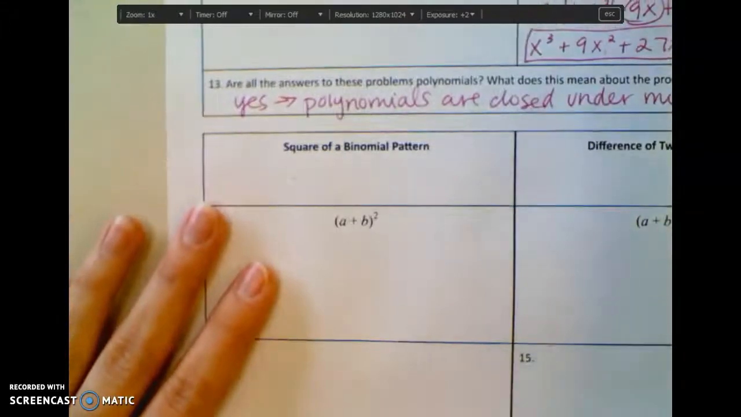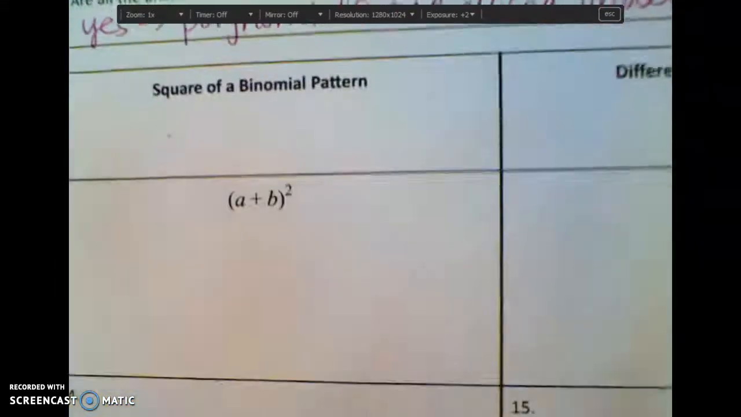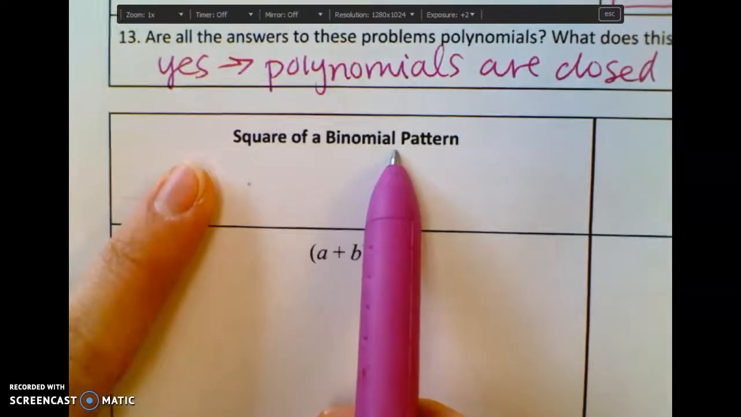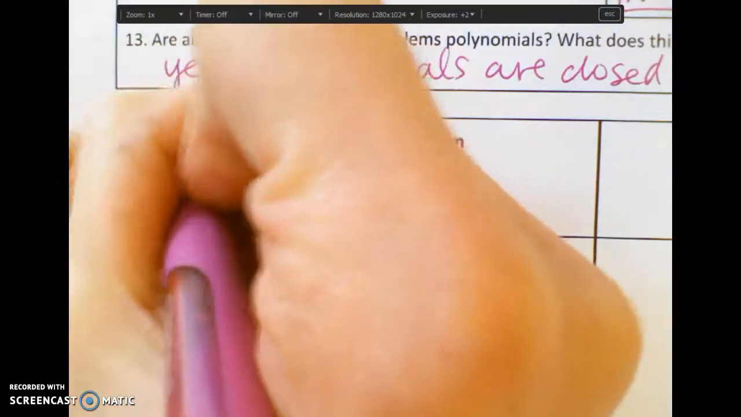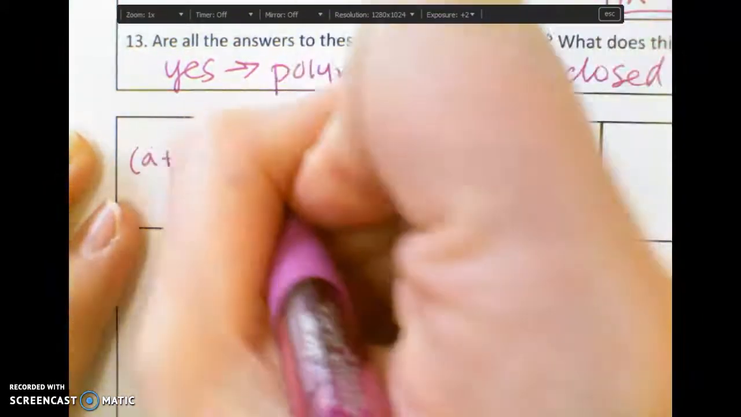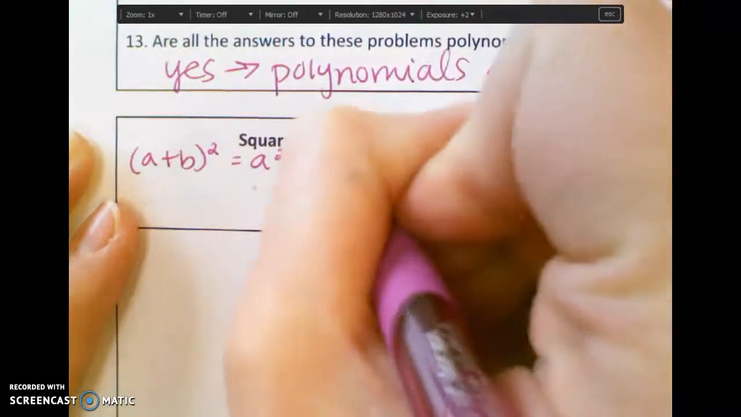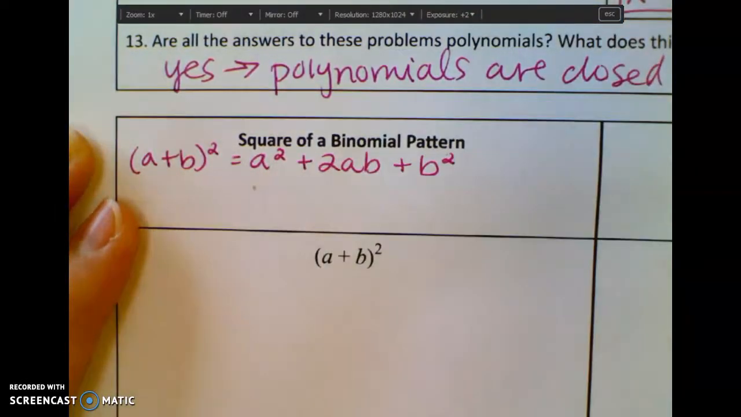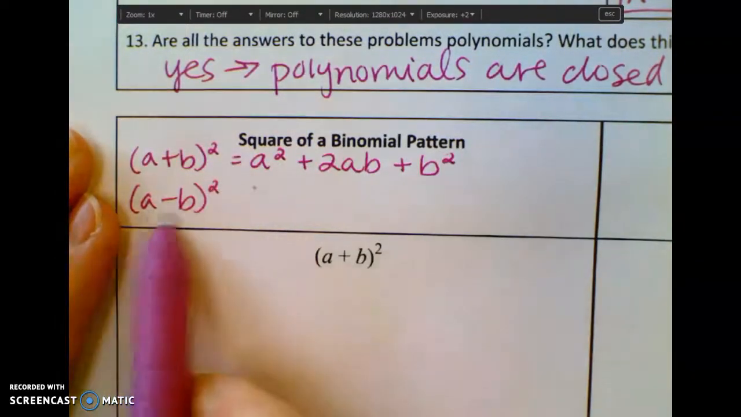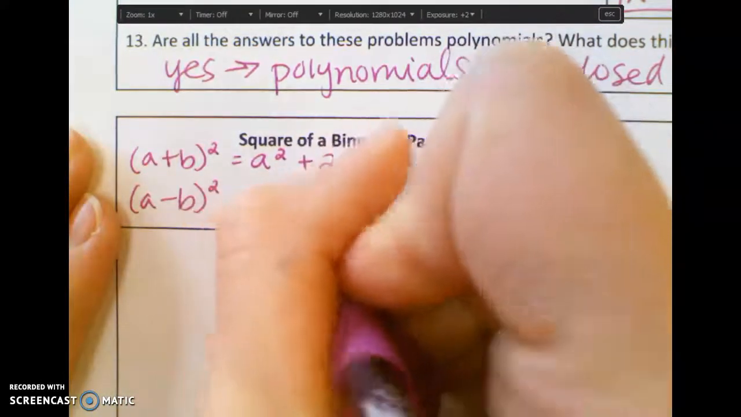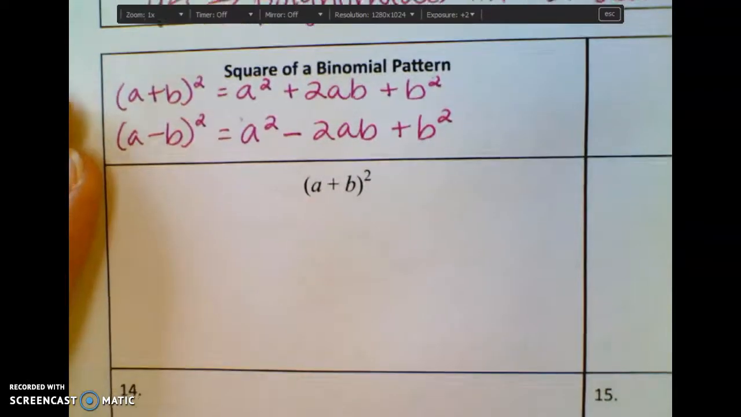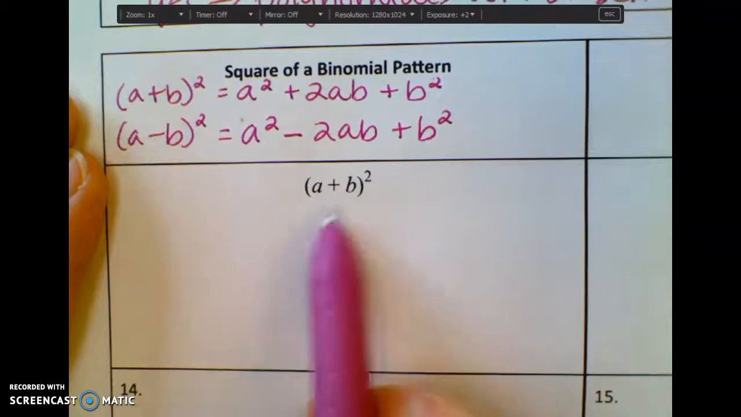So first we're going to look at the square of a binomial pattern. A square of a binomial: square means to the second power, and binomial means two terms. So if I have (a + b) squared, then instead of writing them out and distributing, what I can do is a squared plus 2ab plus b squared. If I have (a - b) squared, the square of this binomial, then I can do a squared minus 2ab plus b squared.